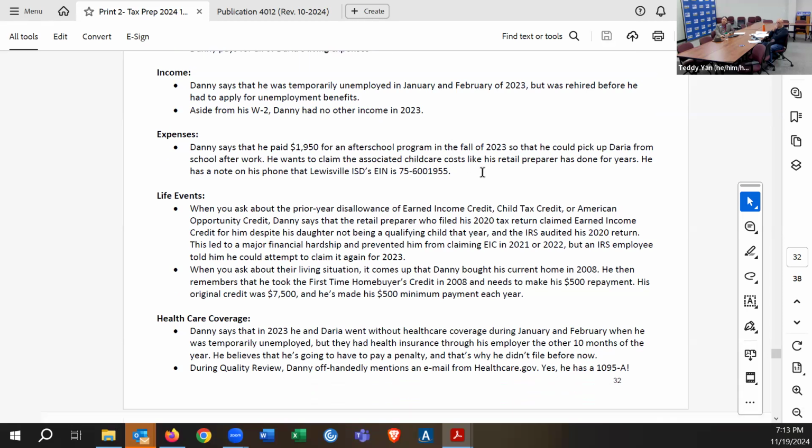Danny says that he paid $1,950 for an after-school program in the fall of 2023 so that he could pick up Daria from school after work. He wants to claim the associated childcare costs like his retail preparer has done for years, and he has a note on his phone that Louisville ISD's employee identification number is that. Like, that sounds great, right? We can claim child and dependent care credit, right?